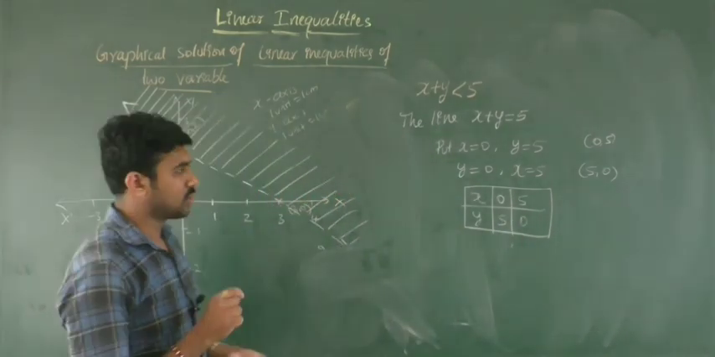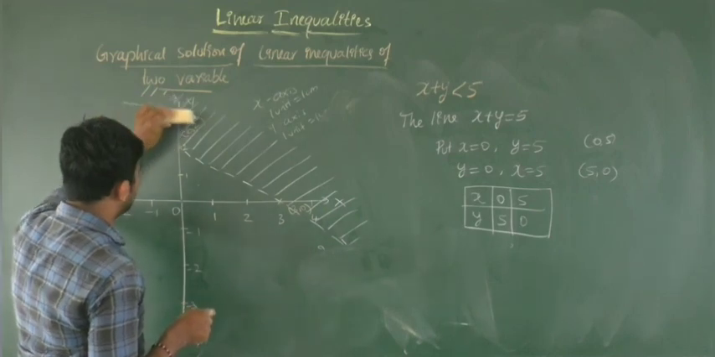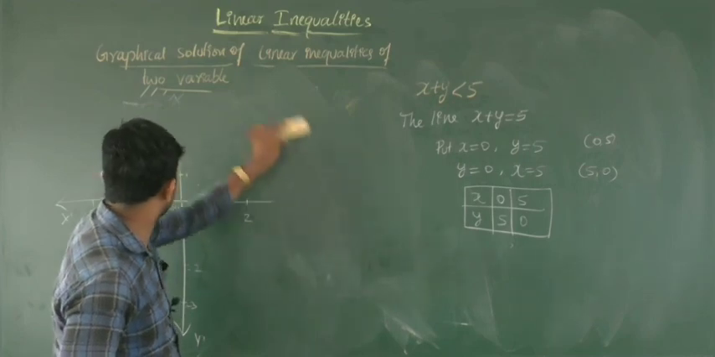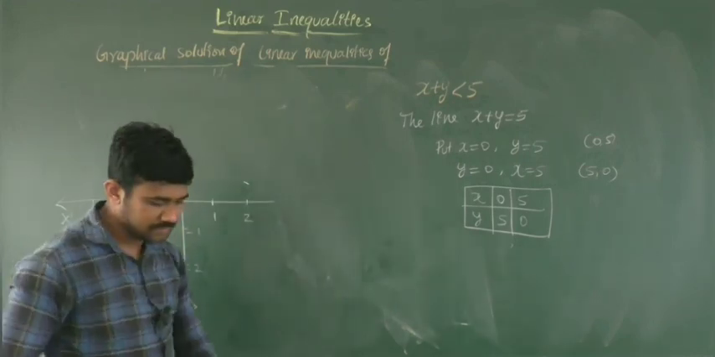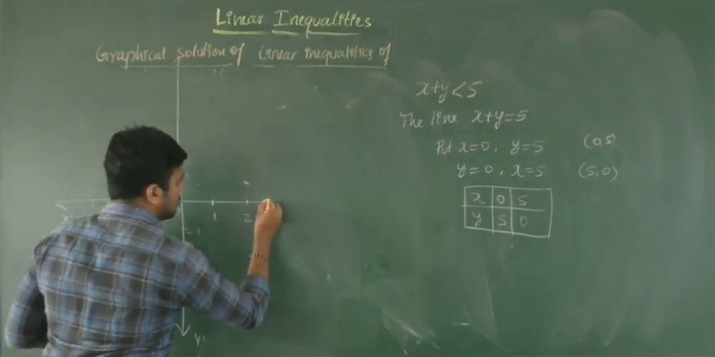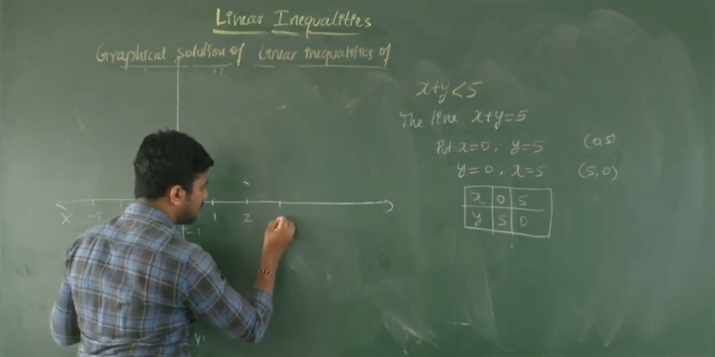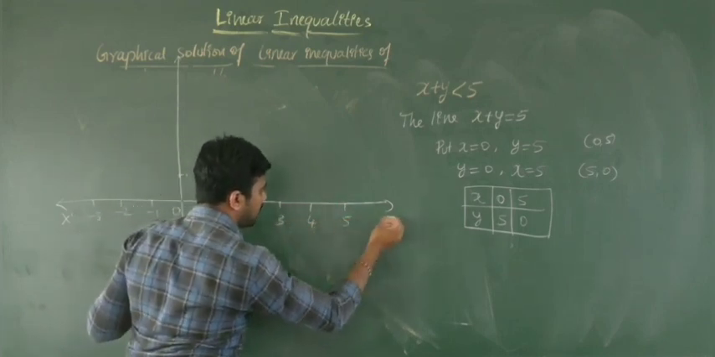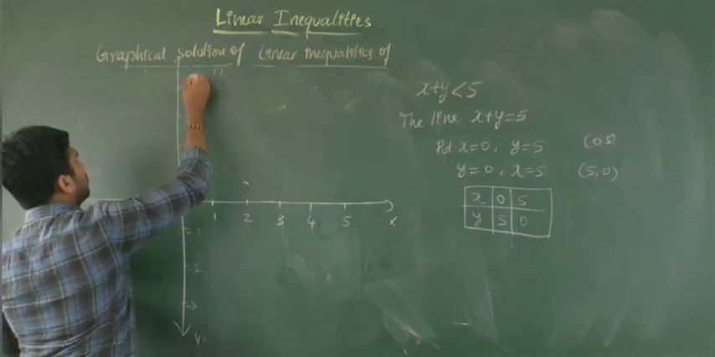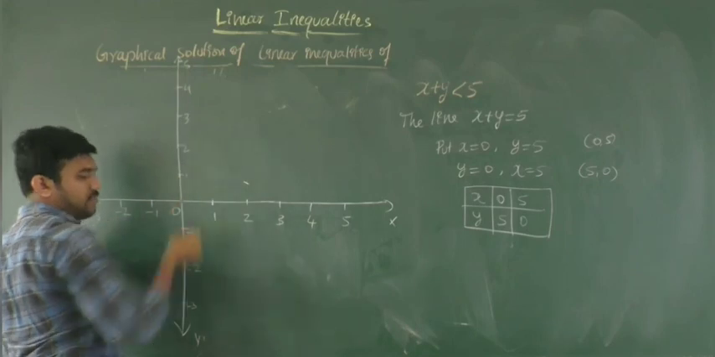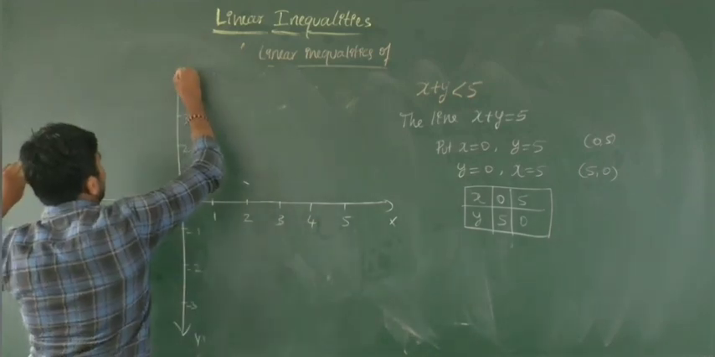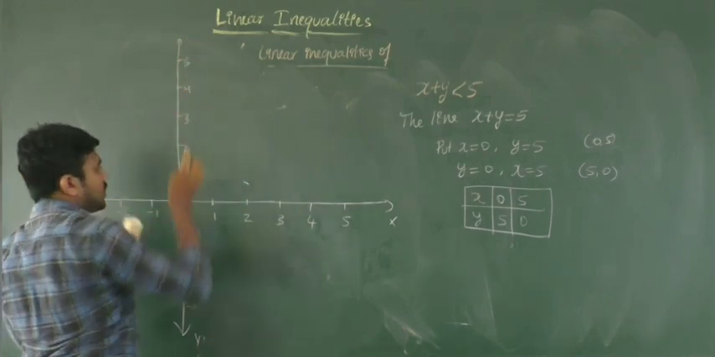Now mark these 2 points on the plane. Okay, plane alli mark ಮಾಡಬೇಕು. Okay, 3, 4, 5. Here 1, 2, 3, 4, 5. Fine. Now mark the point.